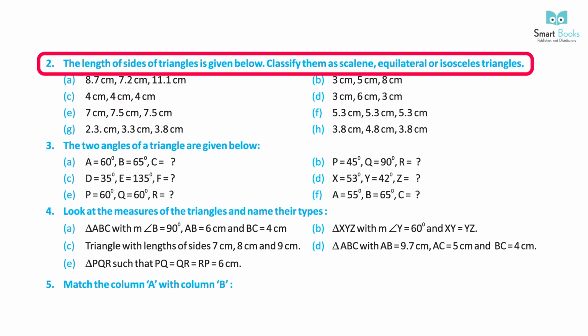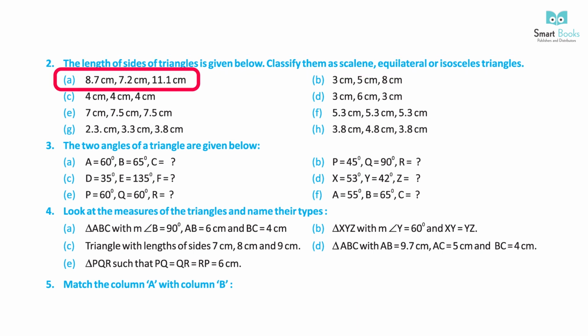Question 2. The lengths of the sides of a triangle are given below. Classify them as scalene, equilateral or isosceles triangle. A. 8.7 cm, 7.2 cm, 11.1 cm. Solution.